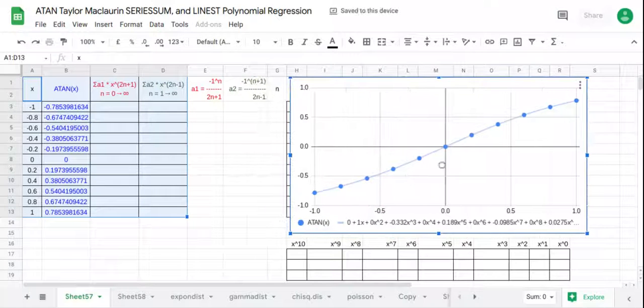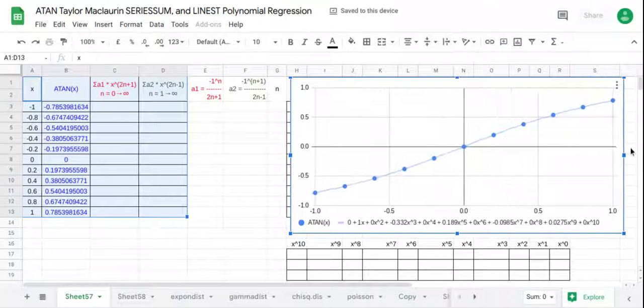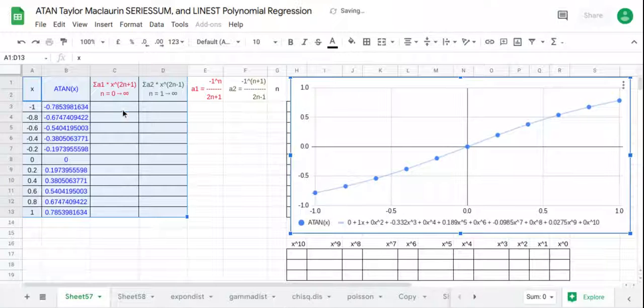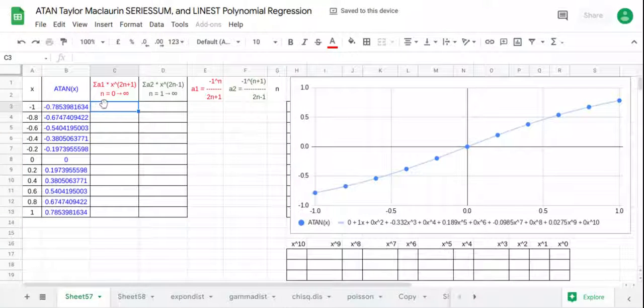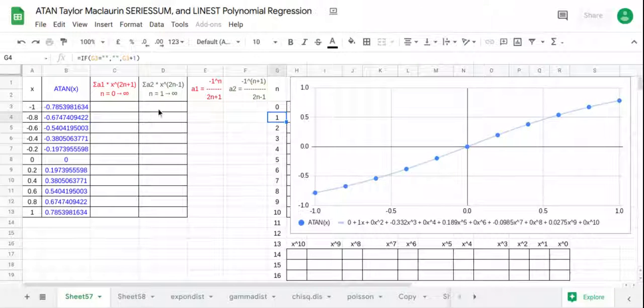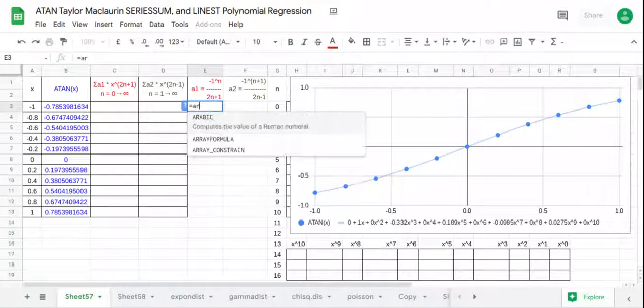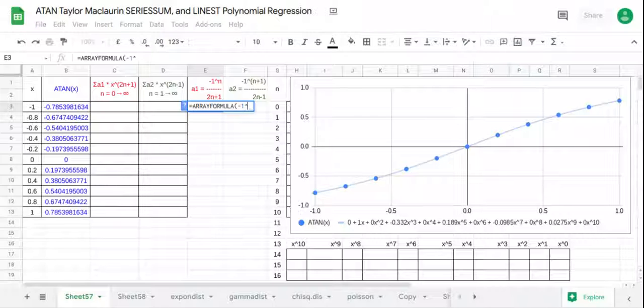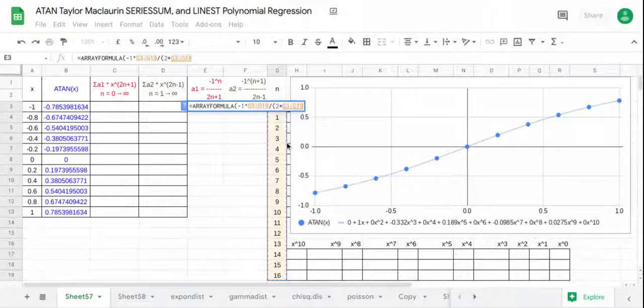We continue with the Taylor-Maclaurin series sum in the two forms. We begin with this form, where n is from 0 to infinity. So start from 0 up to infinity, which is 16, which is good enough. And the value of A1 is array formula, -1 to the power n, divided by the quantity 2 times n plus 1.